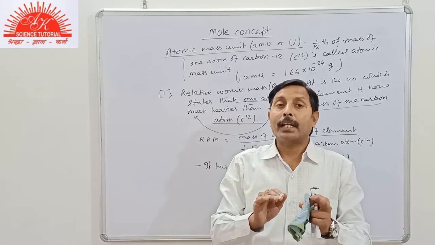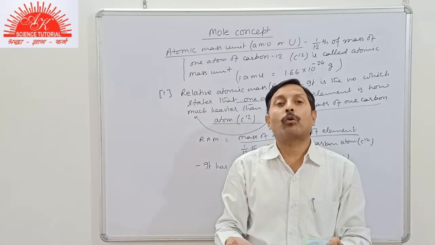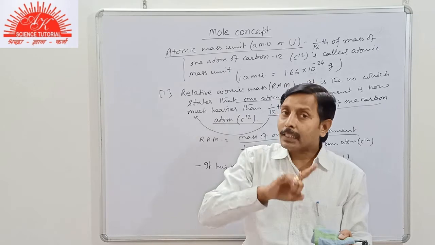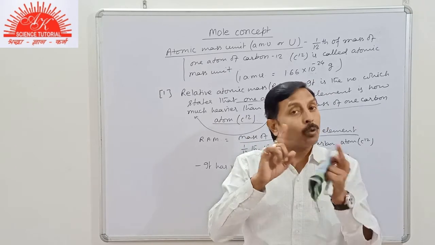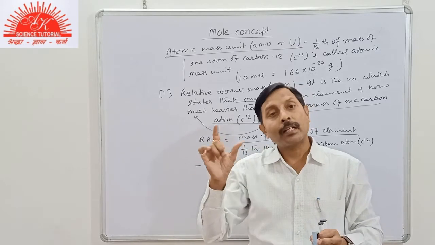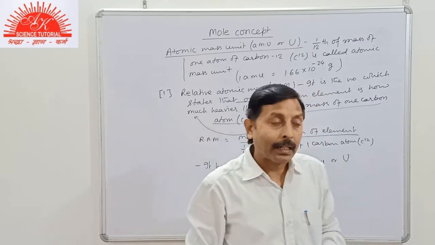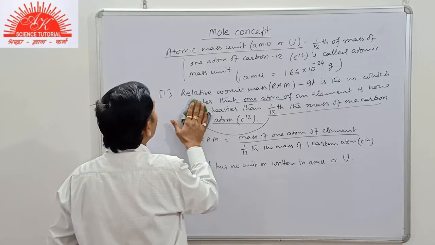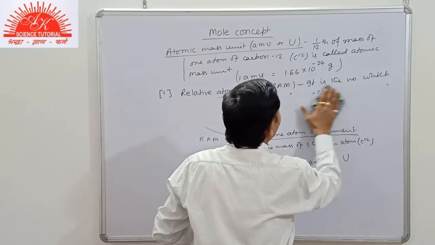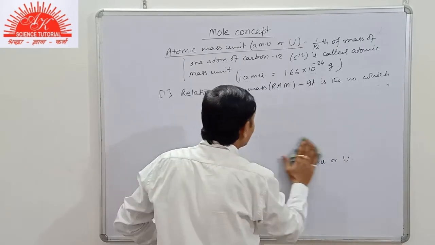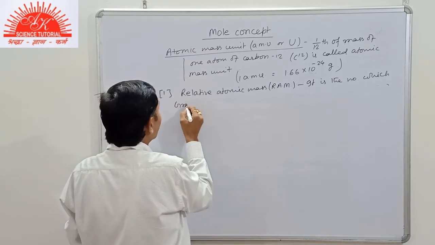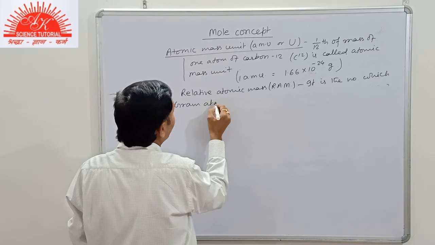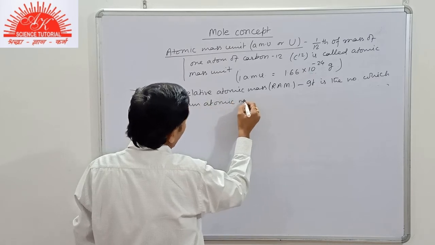But if we take the collection of Avogadro number, then this mass will be in gram, which is equal to relative atomic mass in gram. So we use another term here for definition, that is called gram atomic mass.